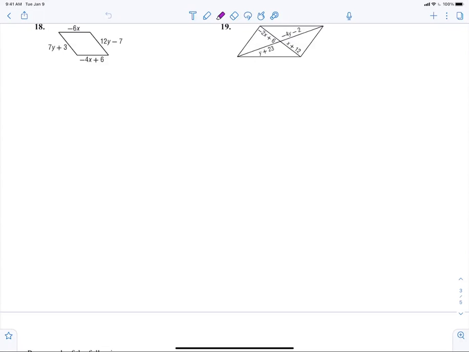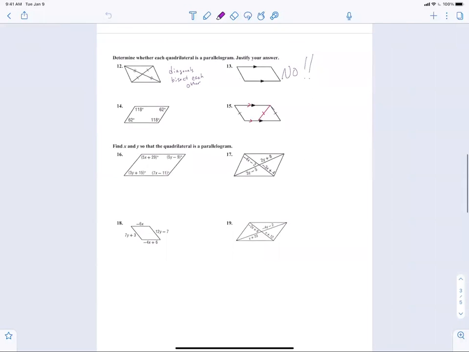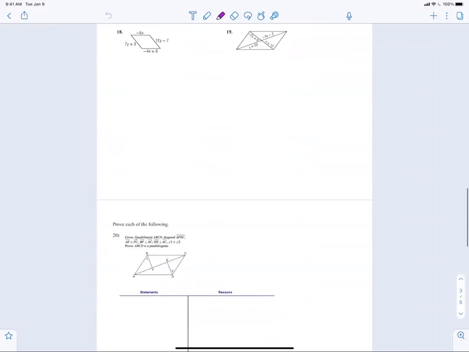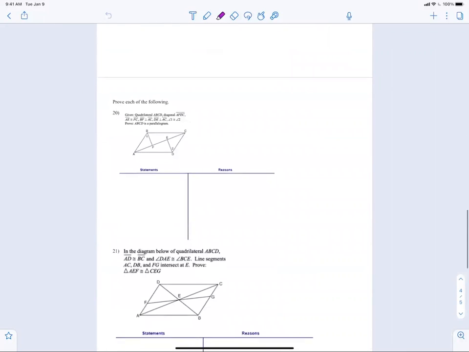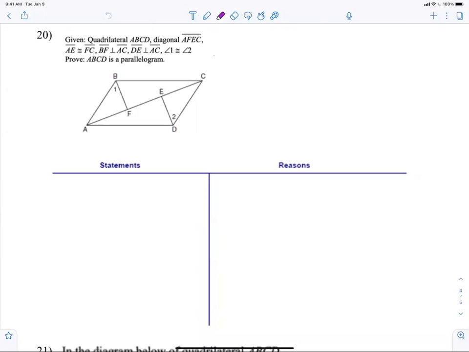Okay, so here we go. Does anybody want to ask me any questions or do they have any concerns about just the algebra stuff? Everybody good? All right, so let's take a look at some of the proofs here.